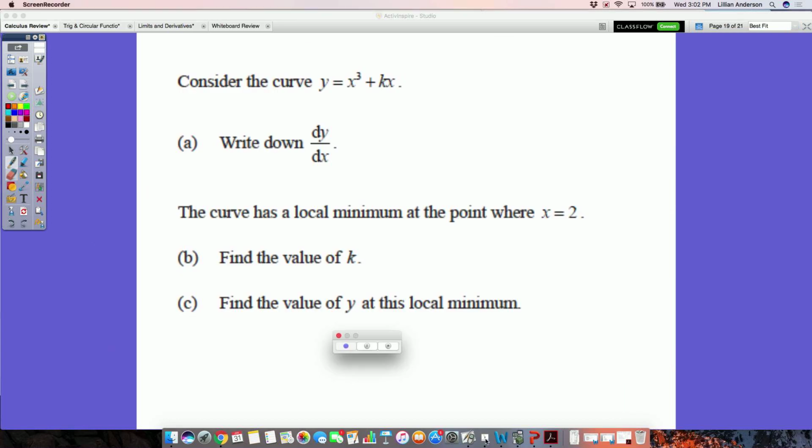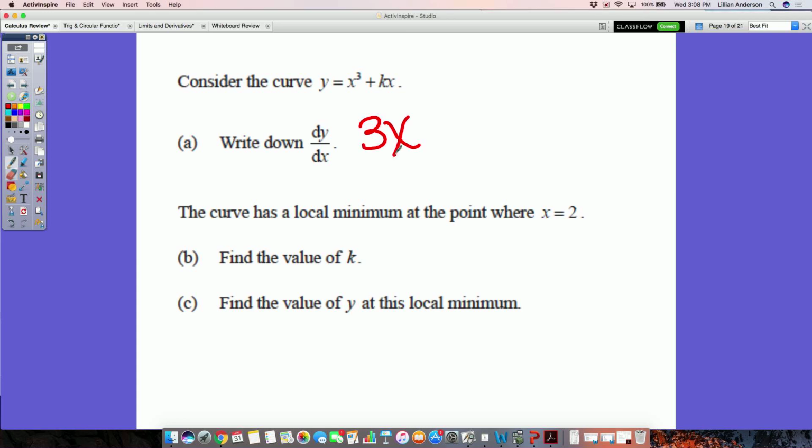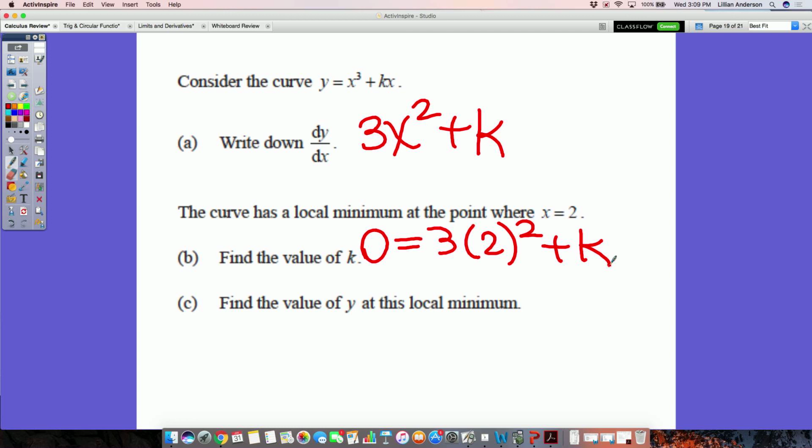All right, before you guys work on this, what's the derivative? 3x squared plus k. K times x just leaves you with k. That's a constant. It says the curve has a local minimum at a point where x equals 2. If it has a local minimum where x equals 2, that means the derivative equals what number? 0 when x is 2. So you plug that in and you're able to solve for k that way. What's the value of k? Negative 12. This is 0 equals 12 plus k, so k is going to be negative 12.